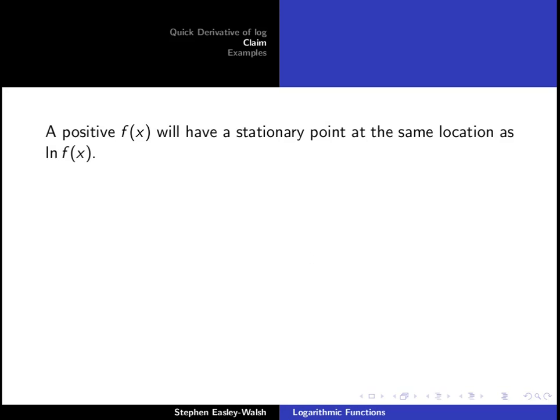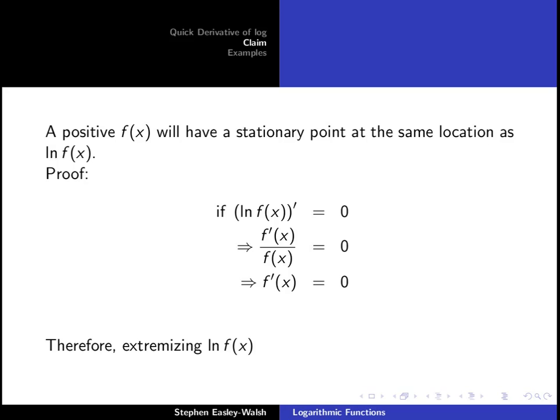A rather useful result is that a positive function f will have a stationary point at the same location as log f. This claim is not too difficult to prove. If log f derivative is 0, then that means f derivative over f is 0. In other words, f derivative is 0. Therefore, extremizing log f will extremize f.